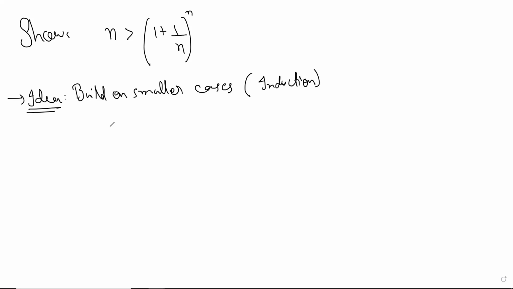So what does it mean to build on smaller cases? Well, you see, this is the kind of result that you already know is true for small cases. So you see, the thing is that certainly, if you call this star, certainly star is true for small cases.